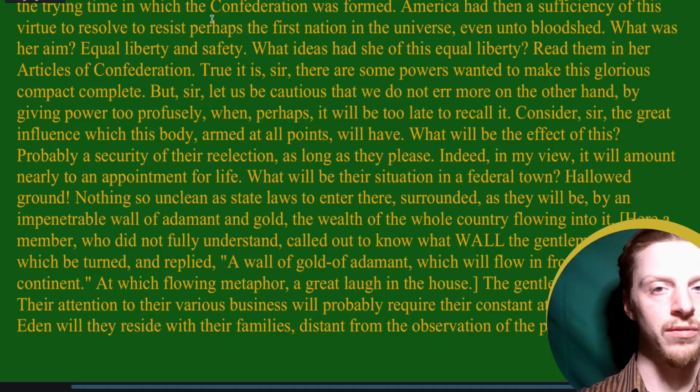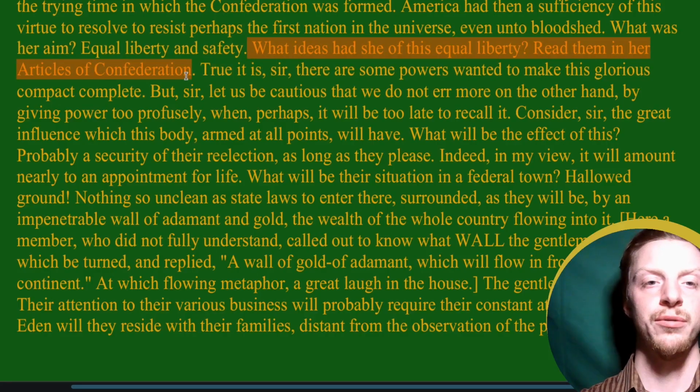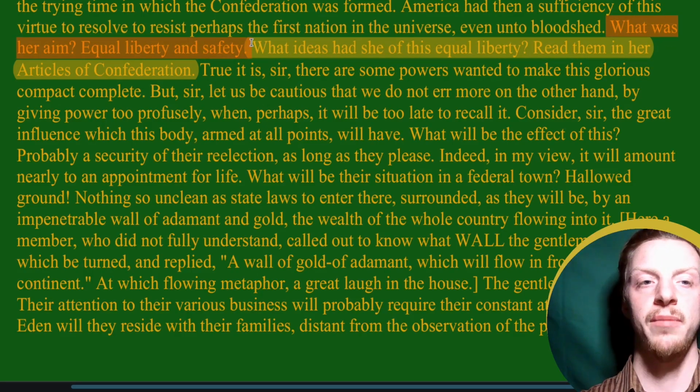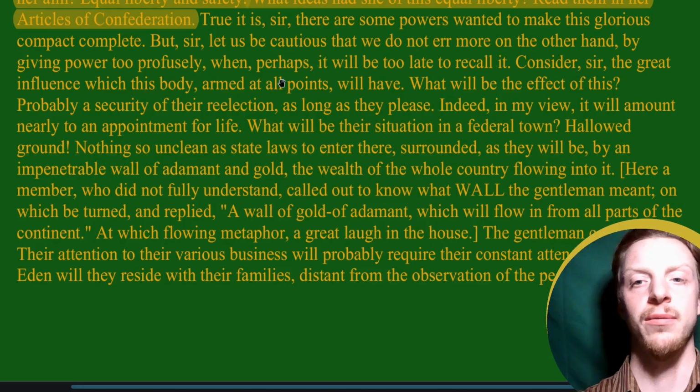Highlight both of those, all the way from what ideas had she of this equal liberty down to Articles of Confederation. Also that previous question: what was her aim? Equal liberty and safety. Very important summation of what the Revolution against the Crown was actually about.